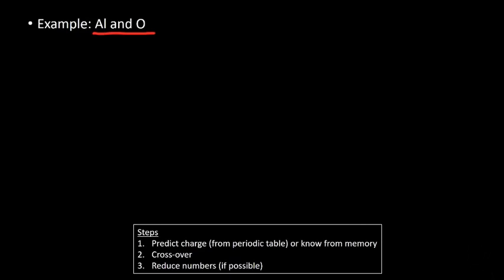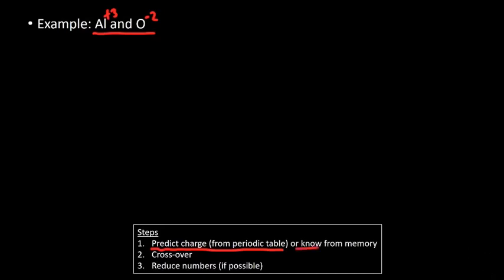So the first step here is to predict the charge on your ions. And you'll do that from the periodic table. If you go to the periodic table, the columns tell you the charge. And I'll link to a video below that shows you how to do that. But the column for aluminum gives me +3, and the column for oxygen gives me -2.